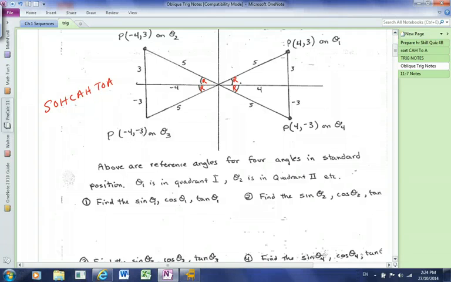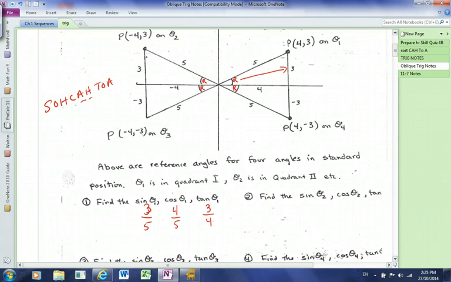Okay, so sine is opposite. That's this one over here, 3 over the hypotenuse, which is 5. So 3 over 5 is the sine. What's the cosine? Cos is adjacent over hypotenuse. The adjacent is 4 over 5. And tangent is opposite over adjacent, 3 over 4. Okay, is everybody good with that?